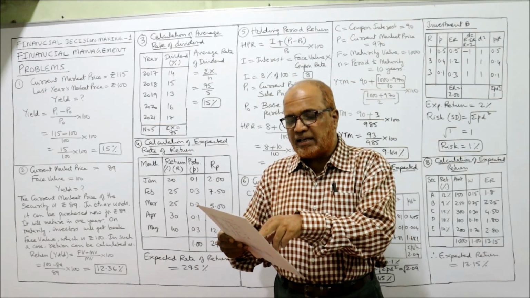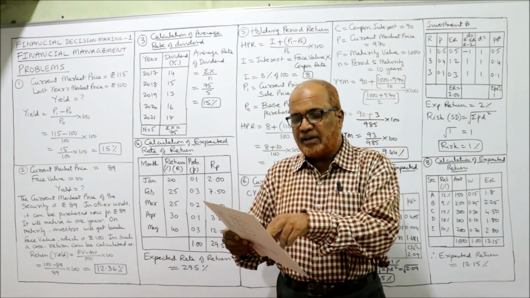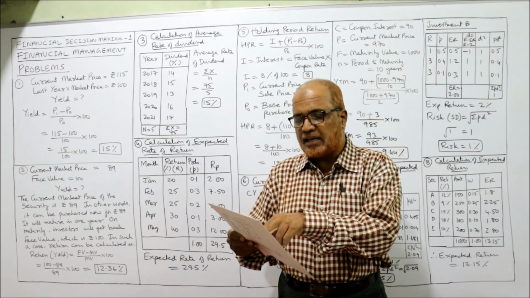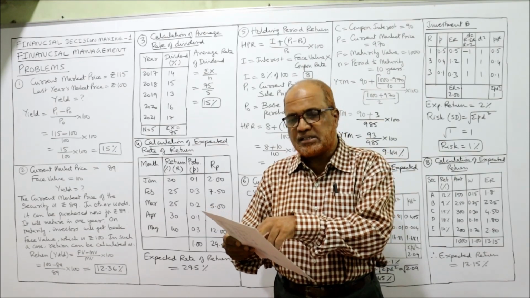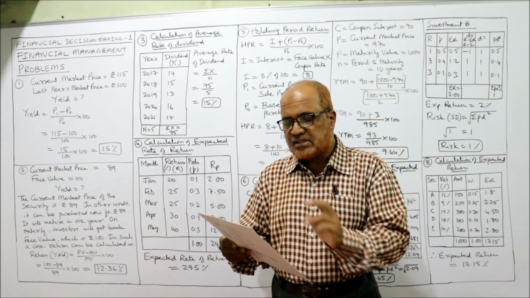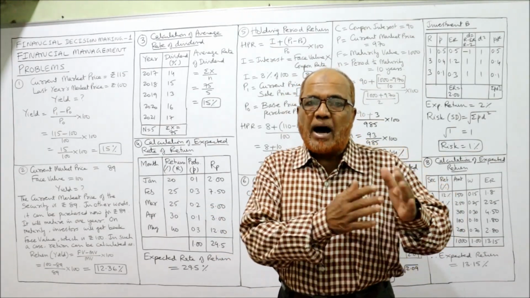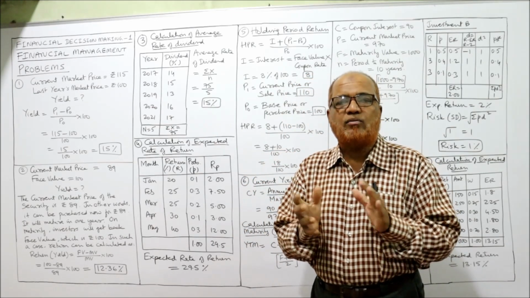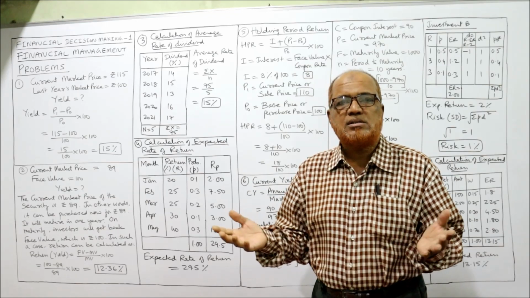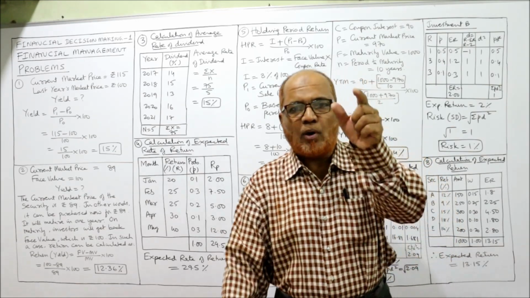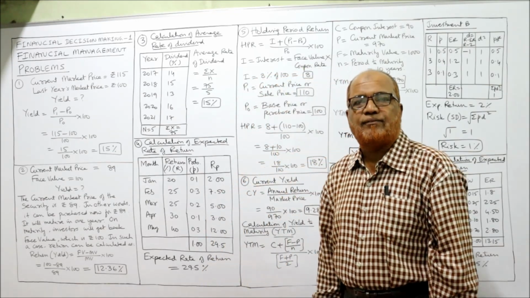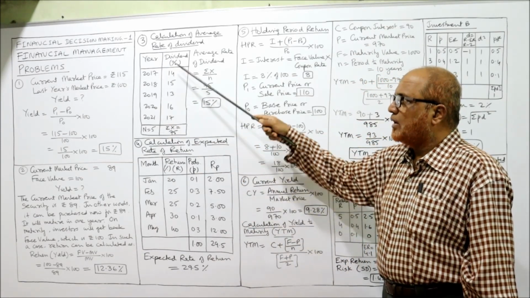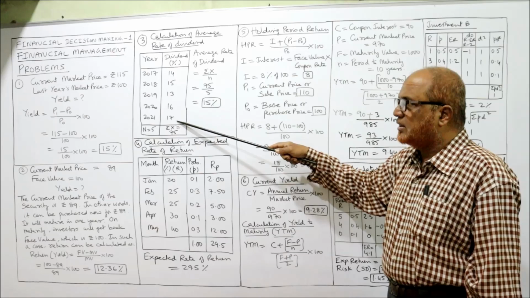So in 17, the dividend rate is 14%. In 2018, 15%, 19, 13%, 20, 16%, and 21, 17%. The past 5 years returns are given and we have to calculate the average, simple average return. Add up all the returns divided by 5. That's it. So year 17 to 21, all the dividend rates are given in the problem.